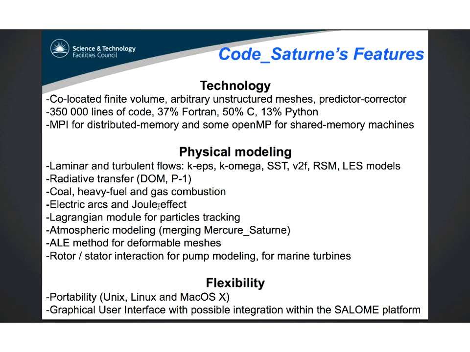We've got about 350,000 lines of code, mainly C nowadays, about 50%, and Python is used to manage the environment around the code. Note that the 37% of Fortran is going to decrease because the tendency now is to program more and more in C. And all the Fortran which is in the code is for the physics which is tackled. MPI is used on distributed memory machines, and there's some OpenMP in some parts of the code. But here we are going to present only MPI results.